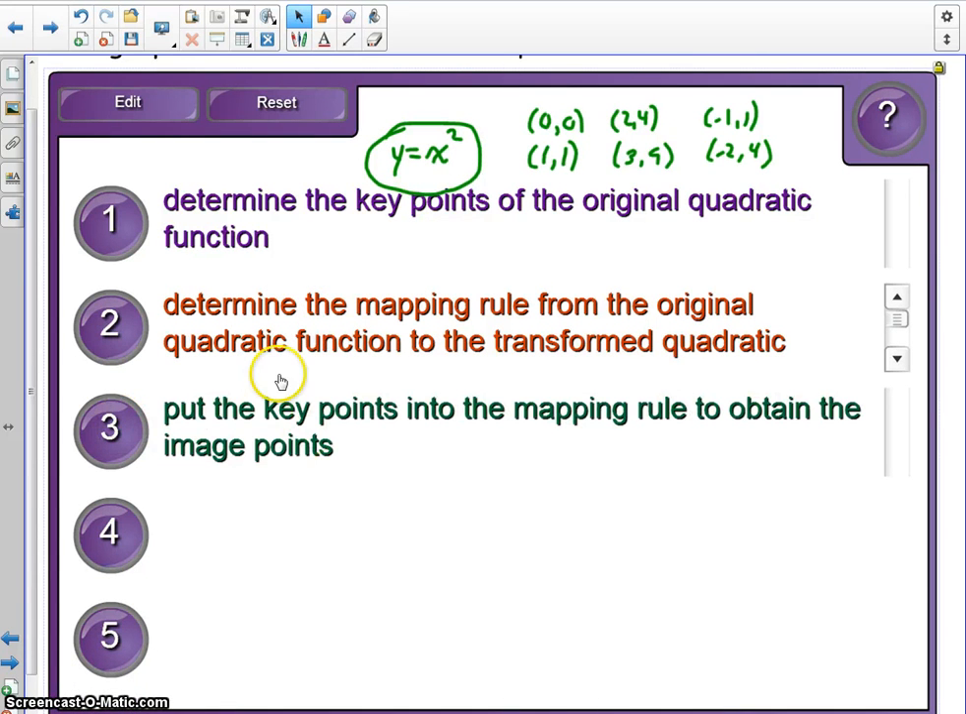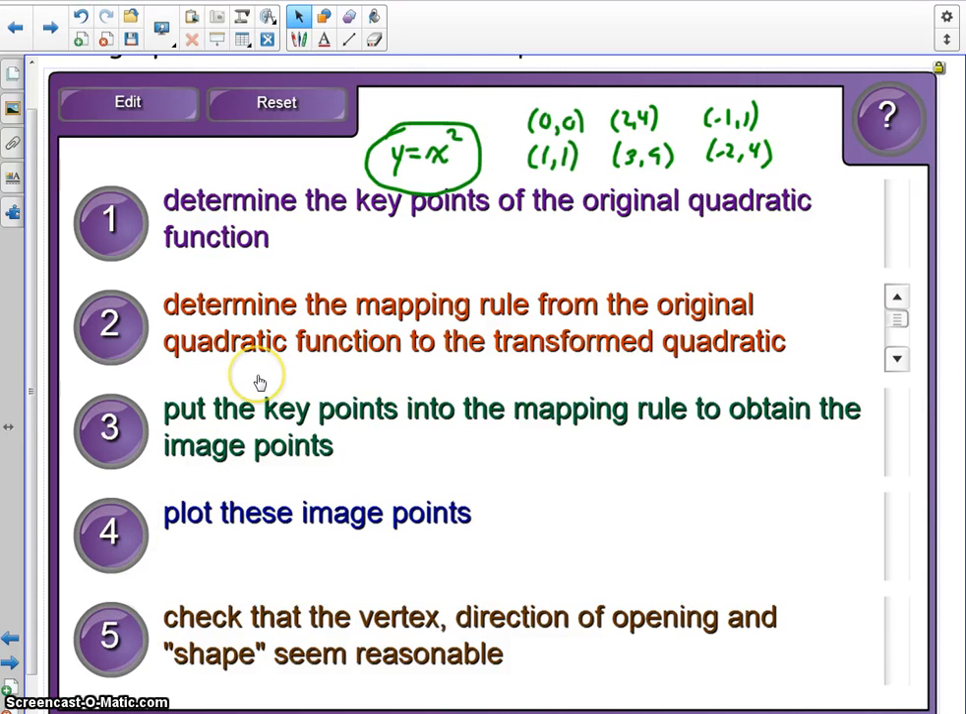Okay, and then all the points that we came up with in y equals x squared, we're going to throw those into the mapping rule to obtain all the image points. These image points, again, will be points that are on your new parabola. So we're going to plot those points, and just as a nice check to make sure that we're on the right track, check that our vertex, our direction of opening, and our shape of the quadratic seem reasonable. If you get anything that looks a little bit off, odds are you made a little math mistake somewhere.